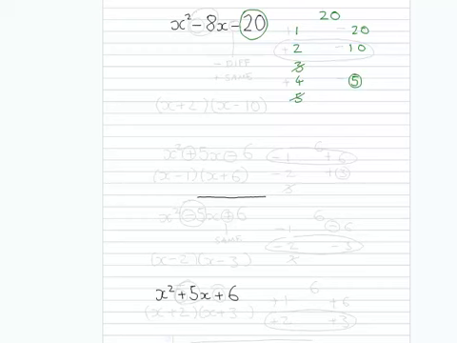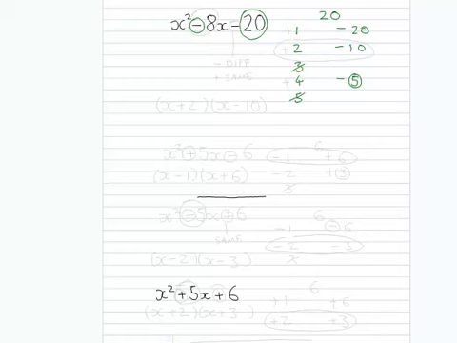The next thing we do, we look at this symbol here. This symbol here tells us the sign of the larger factor. In this case it's a minus, so you now place a minus in front of all the larger factors in the pairs of factors. So 20 is the larger number than 1, 10 is the larger number than 2, so we place a minus in front of all those factors.